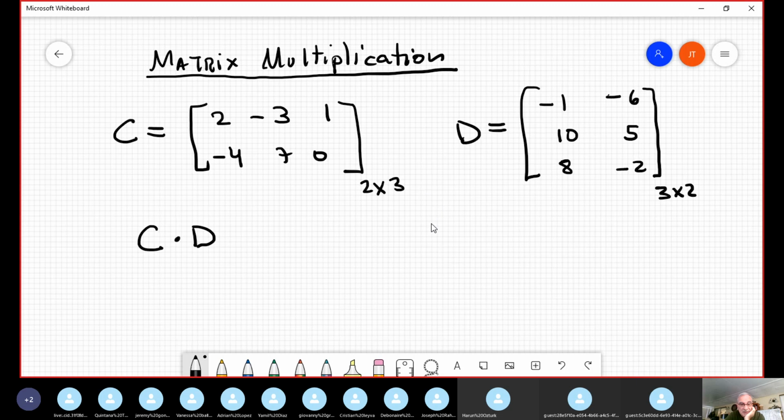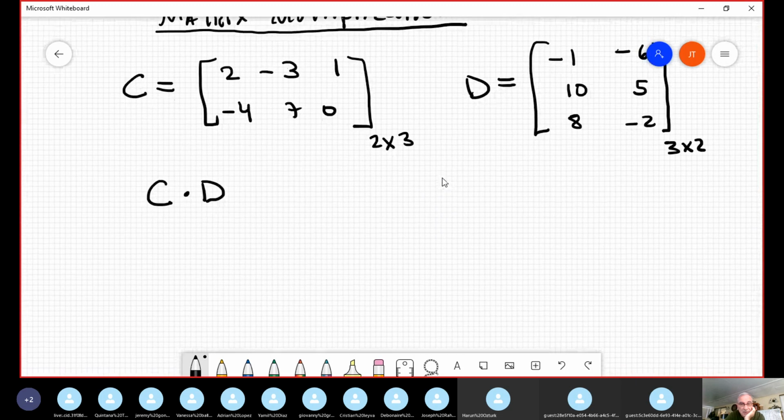The first thing you should do is analyze the dimension. Let's see if the dimensions match or not. The first matrix is 2 by 3. The second is 3 by 2. This number must be the same. It's 3 in this case. In other words, the number of columns of the first matrix, 1, 2, 3, matches perfectly with the number of rows of the second, 1, 2, 3.